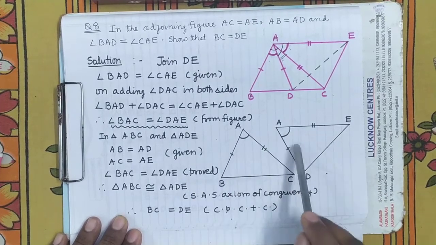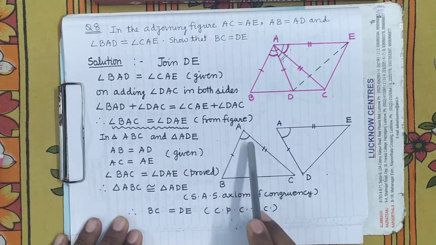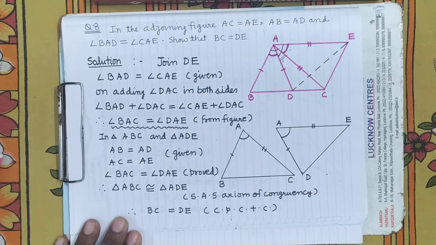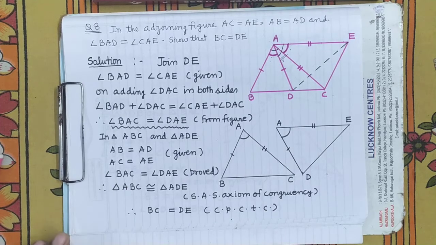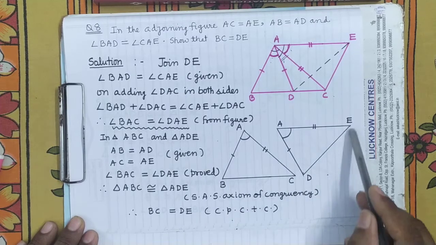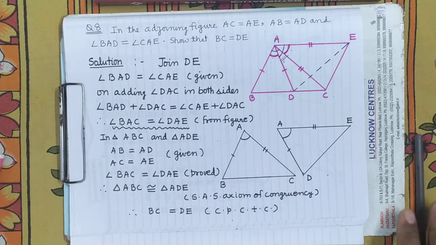So by which congruency are they congruent? They are congruent by SAS congruency. Means triangle BAC is congruent to triangle DAE. And when they are congruent, BC is the third side of this triangle and DE is the third side of that triangle. So BC will be equal to DE.